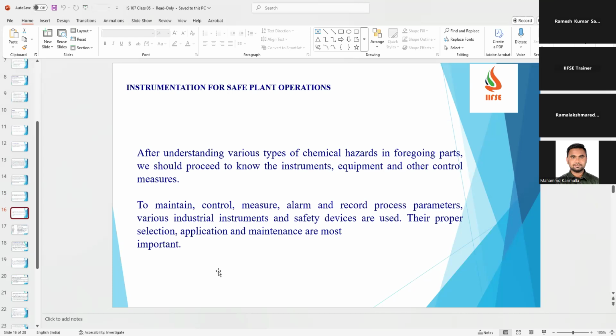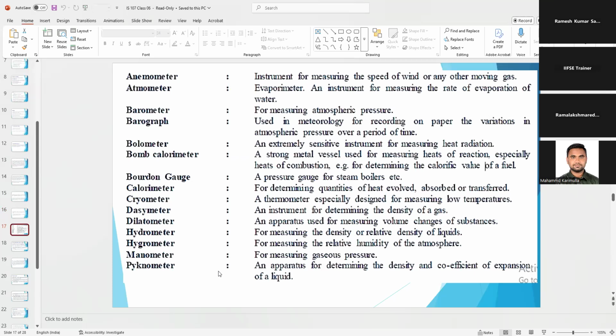Okay. So we have pressure instruments, instruments for temperature related controls, relief devices, various instruments we use to define the process controls. Anemometers, instruments for measuring the speed of the wind. Then barometers for measuring atmospheric pressure. Bolometers, an extremely sensitive instrument for measuring heat radiation. A calorimeter for determining quantities of heat evolved, absorbed, or transferred. Hydrometers for measuring density or relative density of liquids. Manometers for measuring gaseous pressure. I think these manometers we could see over the reactors, correct?